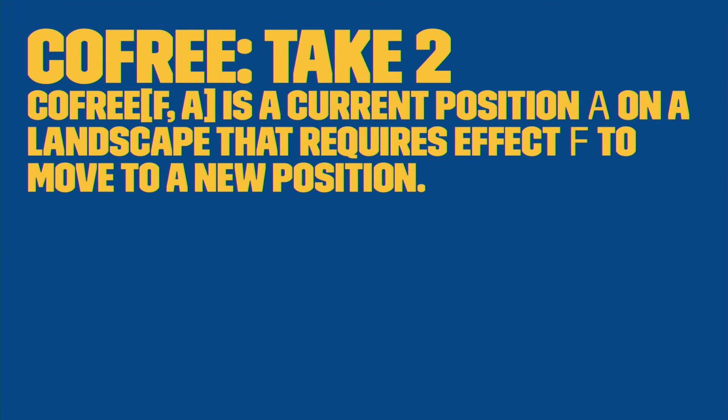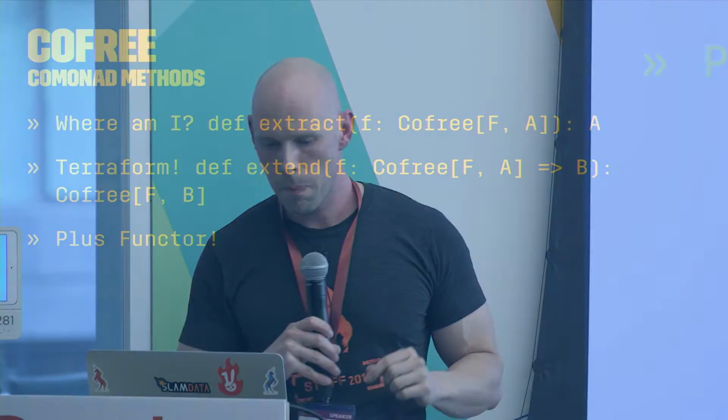Another intuition for this that is useful in some cases is that a CoFree of F of A is a current position A on a landscape, an infinite landscape, that requires effect F to move to a new position. So on this landscape, you can move to new positions, but they require you to execute Fs. And I really like this particular intuition for CoFree.